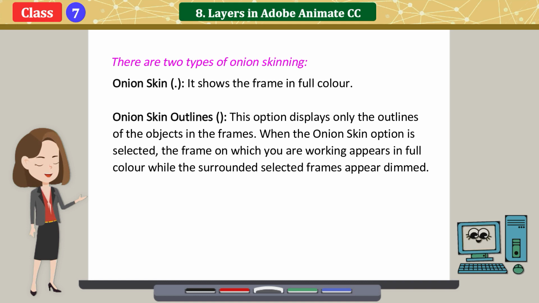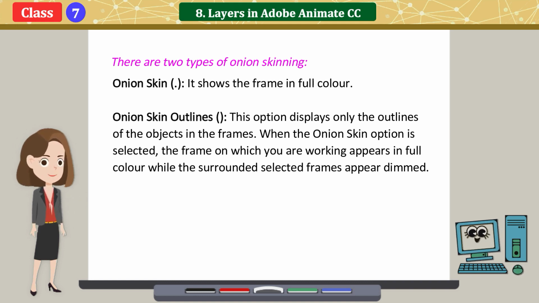Onion skin. It shows the frame in full color. Onion skin outlines. This option displays only the outlines of the objects in the frames. When the onion skin option is selected, the frame on which you are working appears in full color while the surrounding selected frames appear dim.